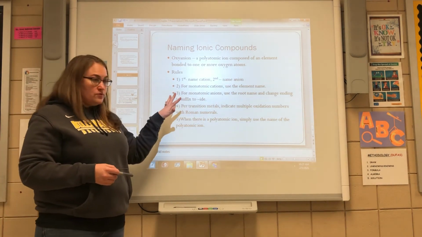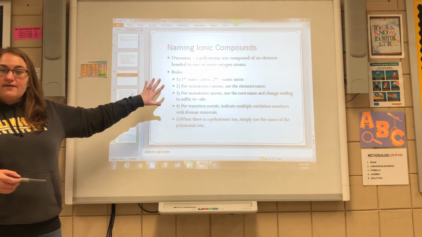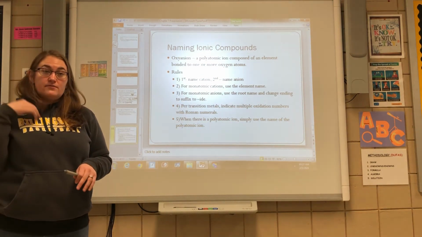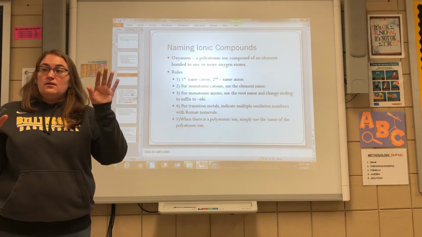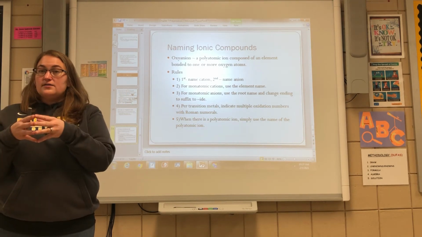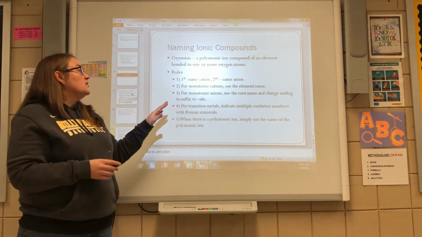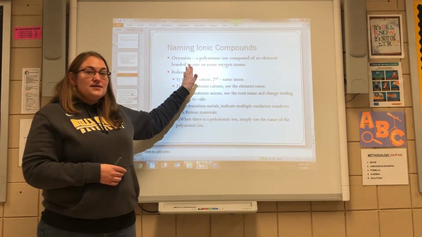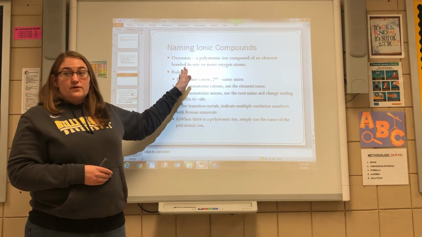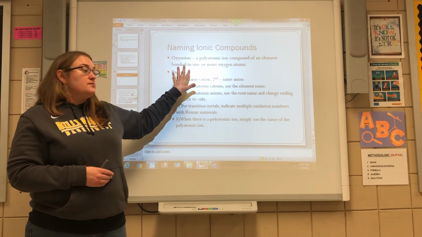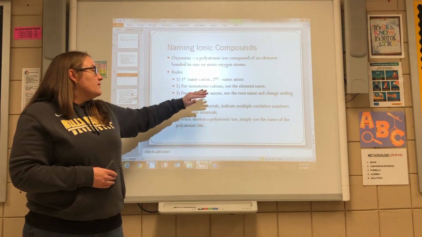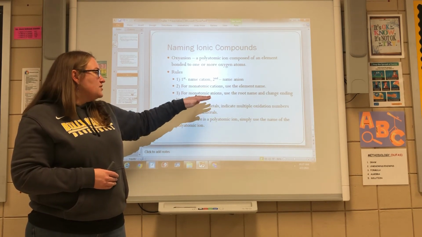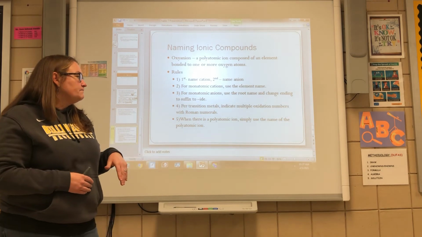All right, so your rules for naming, and you should already have this in your notes, your rules for naming your ionic compounds. So your compounds between positive and negative ions, essentially metals and nonmetals. You're gonna name the cation and then the anion. The positive ion or the metal always comes first. We went over the monoatomic, how to name those and how to change the ending to IDE.